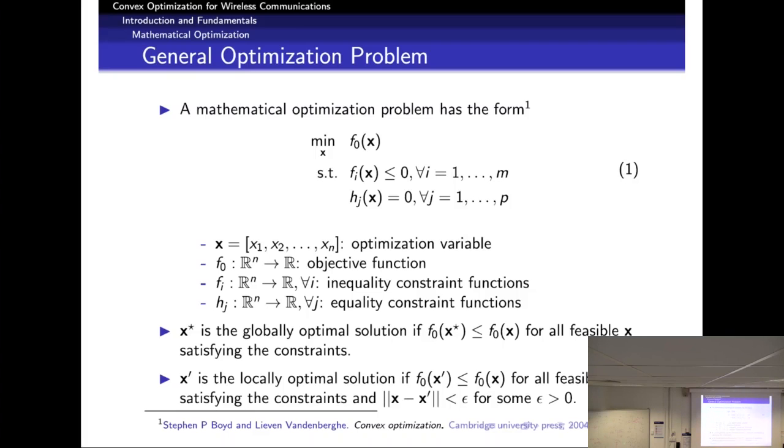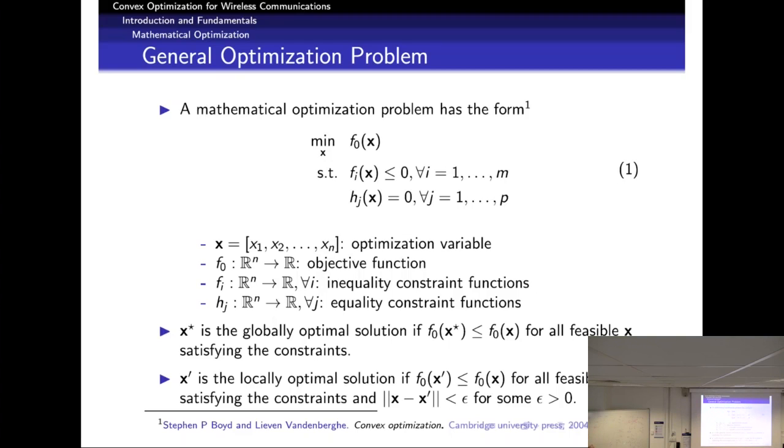We say that x tilde here is locally optimum if the objective function is better than for any other x, but just locally. If I give you a very simple example, in one dimension, if you have a function that goes like this, right? This point here, this x, would be, for instance, the global optimum.